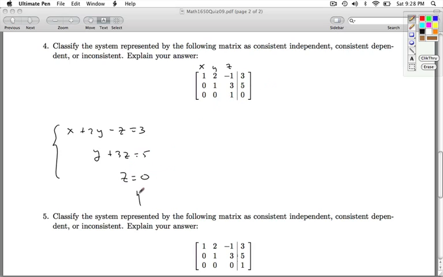So this one tells me that z is 0. Once I know z is 0, I can plug it in here to get y, plug it in there to get x. So I'm going to get one solution to this system, which means it's consistent independent. There's only one solution to the system.